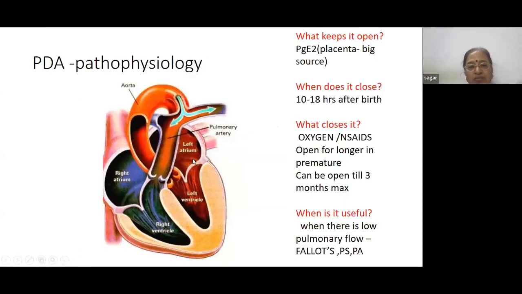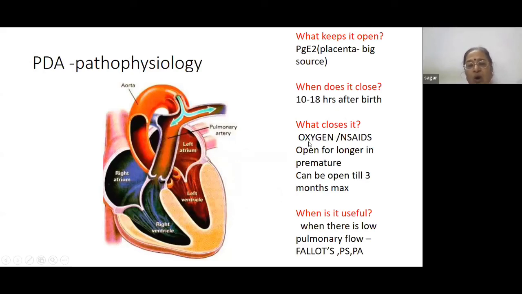Now let's look at the pathophysiology. That's the aorta. This is the pulmonary artery. From the aorta, you get the flow into the pulmonary artery. What keeps the PDA open is the PGE2, the prostaglandin E2. The placenta is a big source of prostaglandin E2. So that's what keeps it open during fetal life. When does it close? 10 to 18 hours after birth.